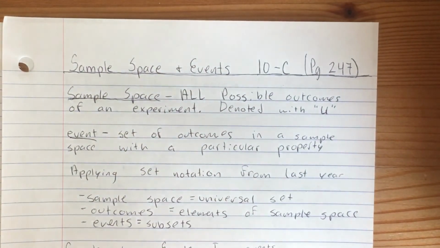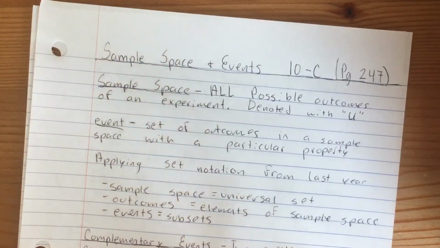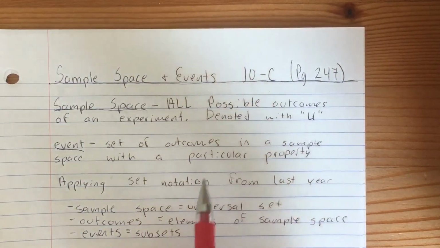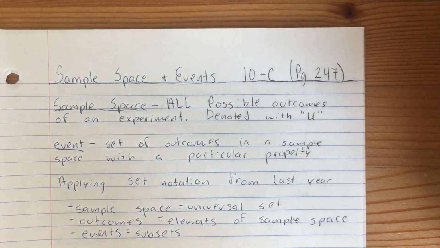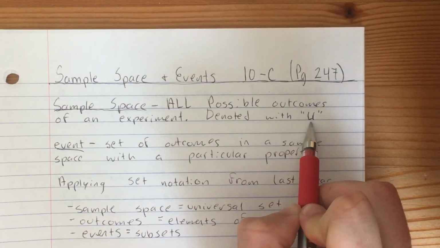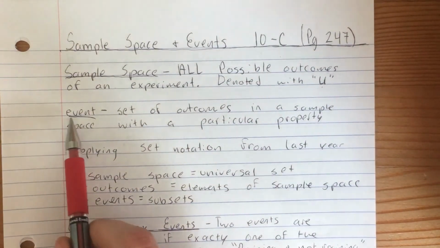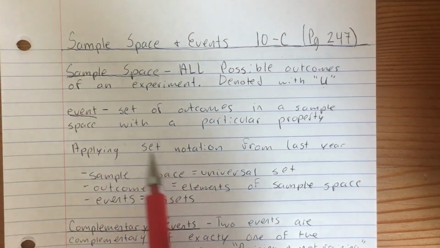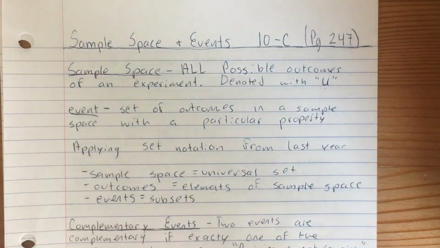So some vocabulary, we've got something called a sample space, which is all possible outcomes of an experiment. And we denote the sample space here with the letter U. We've got something called an event, which is just a set of outcomes in a sample space with a particular property.